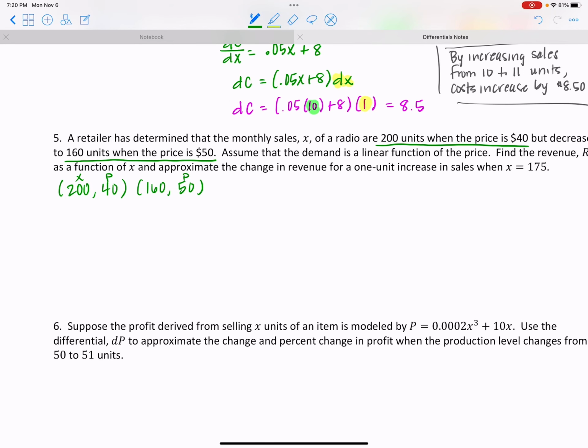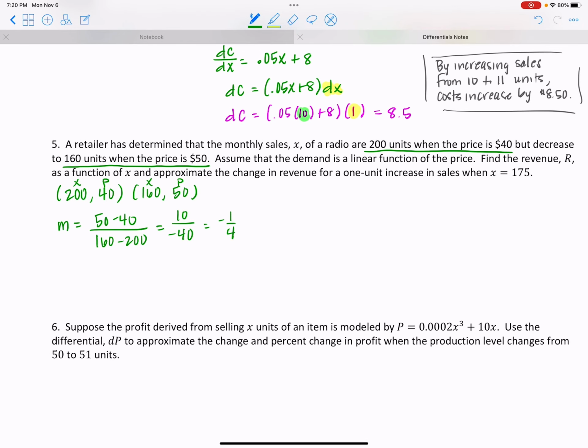And so I can find my slope here between my 2 points. My change in y values, or in this case p values, would be 50 minus 40. My change in x values would be 160 minus 200. So we end up with 10 over a negative 40, and that's going to be a negative 1/4. And a negative should make sense because we're decreasing. Okay, so as we move from 200 to 160, the price.